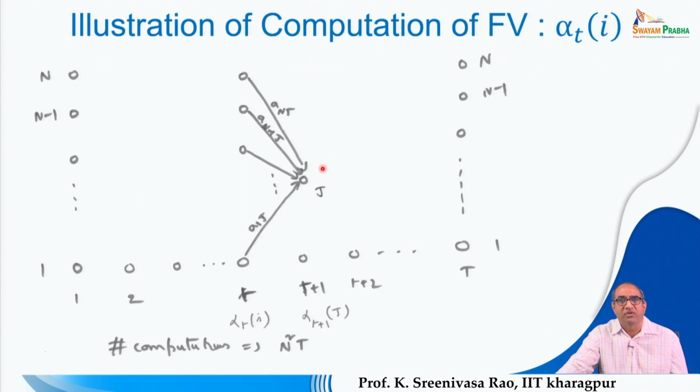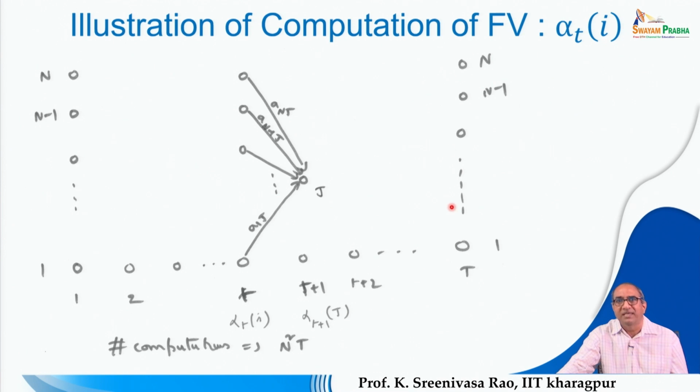So, if you keep on computing this forward variable, these partial probabilities of observation sequences at each state, at each time instant, for all t's and for all the states, and when you reach the capital T, the termination, you will get alpha capital T of n, alpha capital T of n minus 1, ..., alpha capital T of 1.